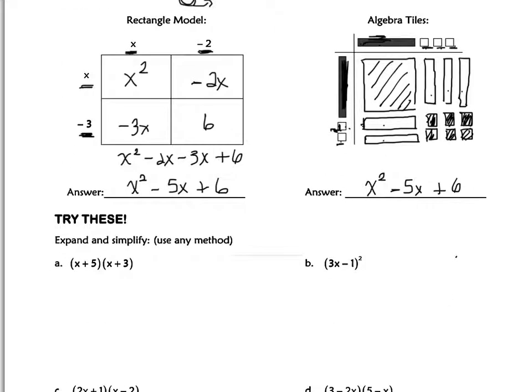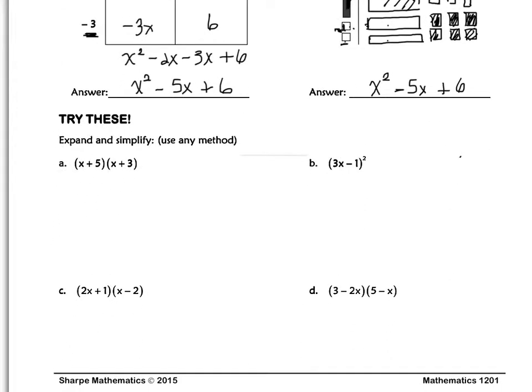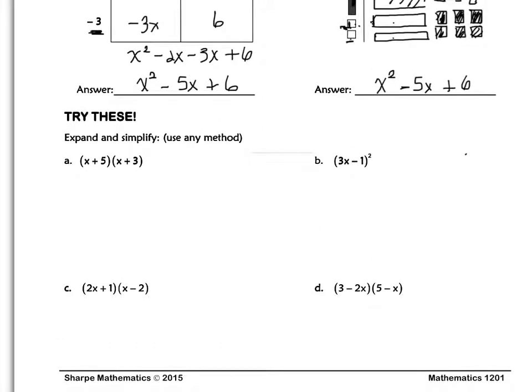All right, so down below you can do whatever method you want. I'm just going to use the distributive property because I don't like drawing out all that stuff, it takes too much time. But if you want to use the rectangle model or the algebra tiles, go right ahead if you like drawing those things. I'm just going to use the distributive property. So the most that I'm going to draw are the arrows, just to remind you. And again, you don't have to put these arrows in. I'm just putting them there to help you visualize what I'm doing.